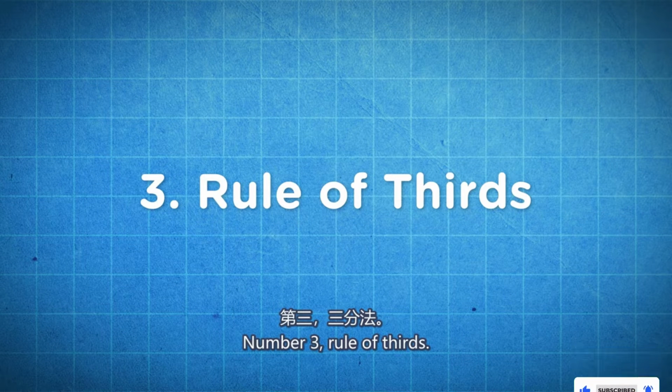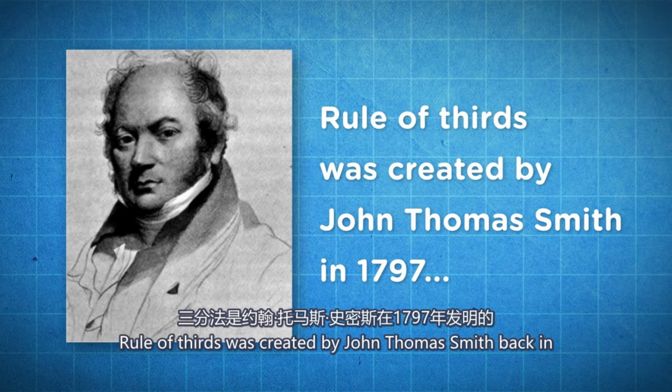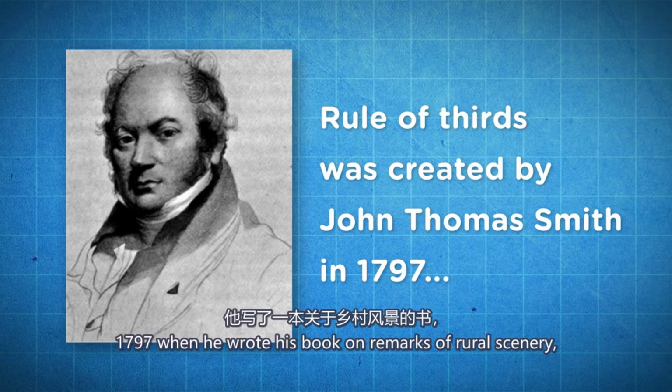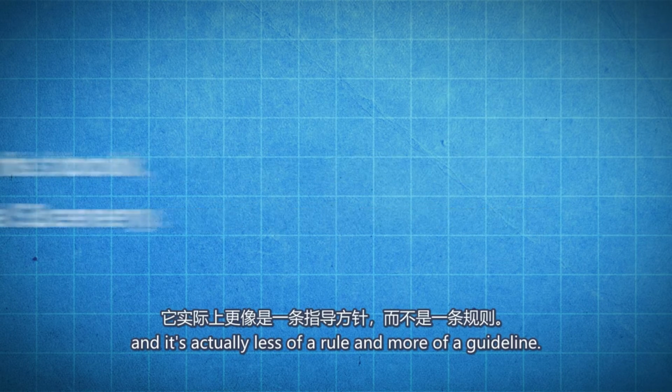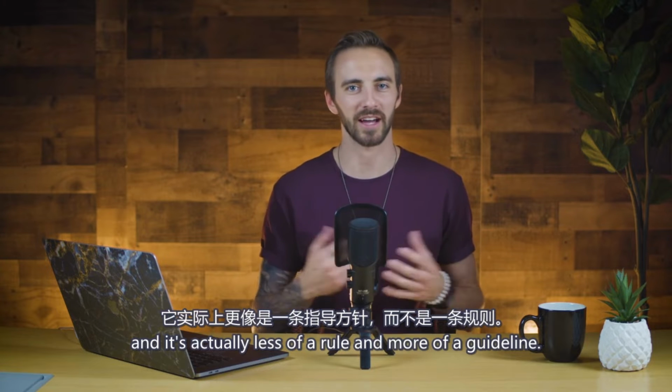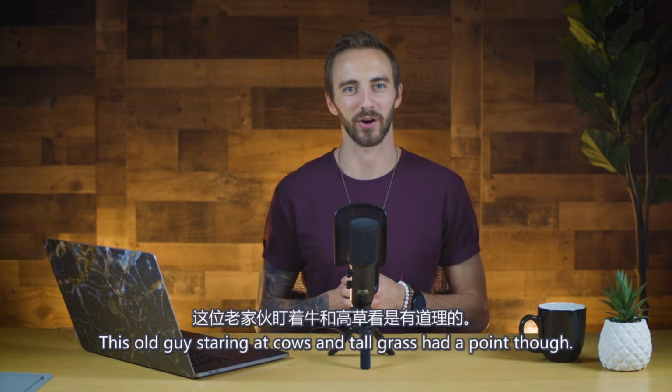Number three, rule of thirds. Rule of thirds was created by John Thomas Smith back in 1797 when he wrote his book on remarks of rural scenery. And it's actually less of a rule and more of a guideline. So this old guy staring at cows and tall grass had a point though.